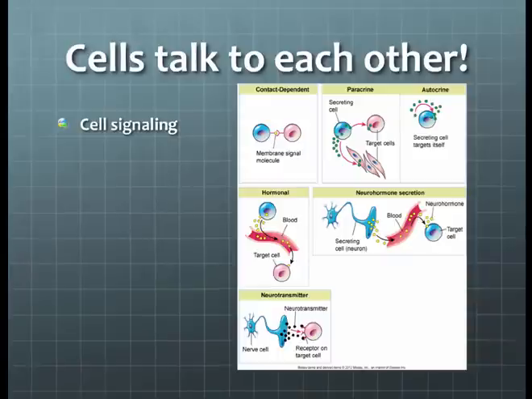So again, cell signaling, cells have to talk to each other. That's what they do. They have to maintain that homeostatic environment, so they do that through signaling.